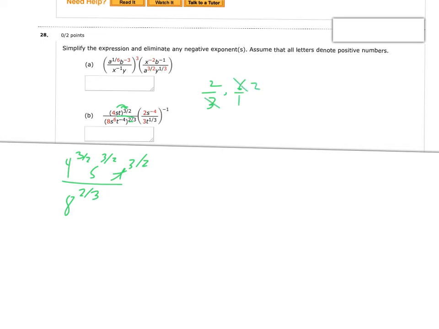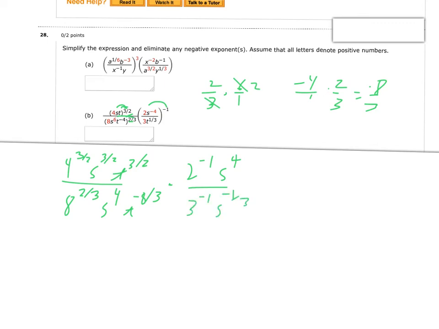And that'll be s to the 4th. And then negative 4 over 1 times 2 over 3 is negative 8 over 3. So that'll be t to the negative 8 over 3. And then I have, oh, it's negative, okay. So now over here, I got to do the same thing, send in that negative 1. So it'll be 2 to the negative 1, s to the 4th, and then 3 to the negative 1, s to the negative 1/3.